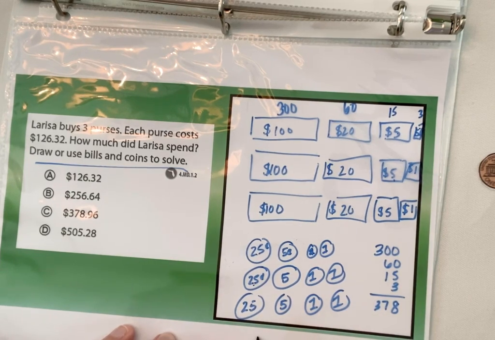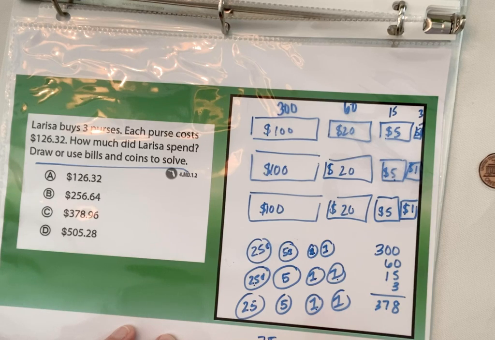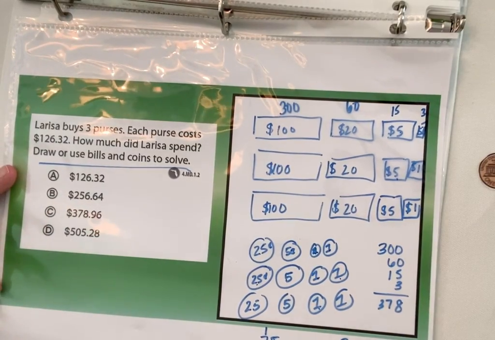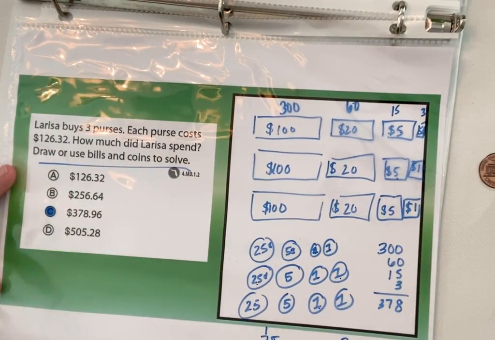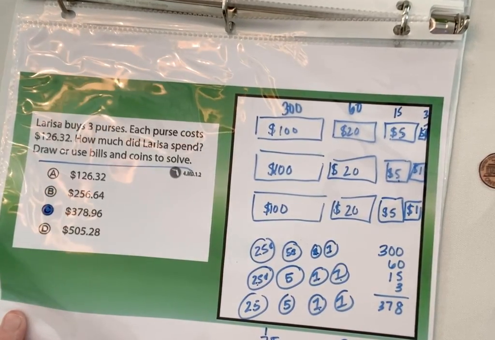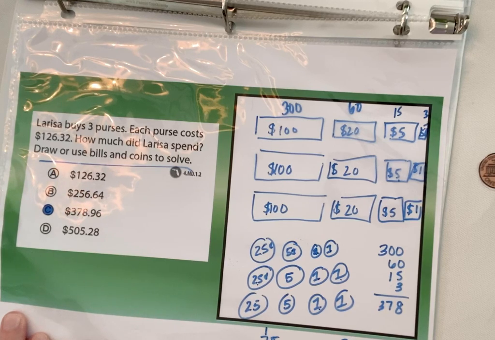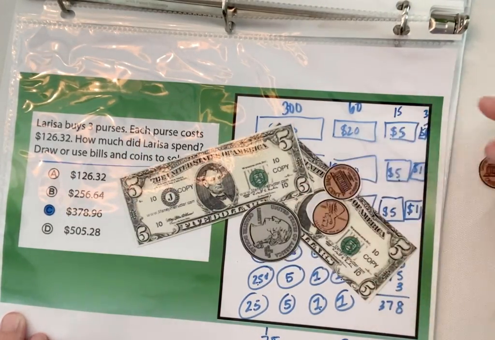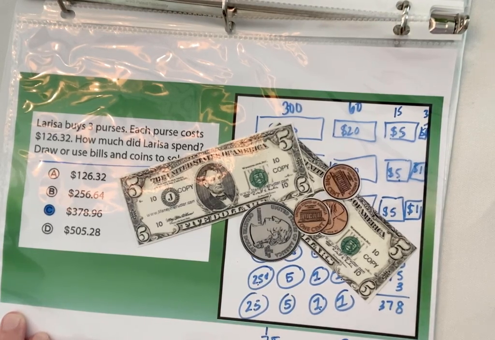25, 50, 75 plus 5, 10, 15 plus 1, 2, 3, 4, 5, 6. 75, 80, 90, 96. 96 cents. $378.96. Does that match one of our answer choices? Sure does. C. So those were just some different types of word problems you can solve using money. We've used fractions, we saw some decimals, we used some manipulatives. So if you have any coins or bills at home, you can always use these to help you solve any word problems using money at home.